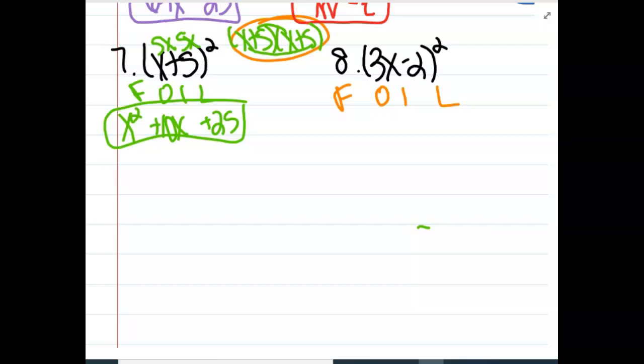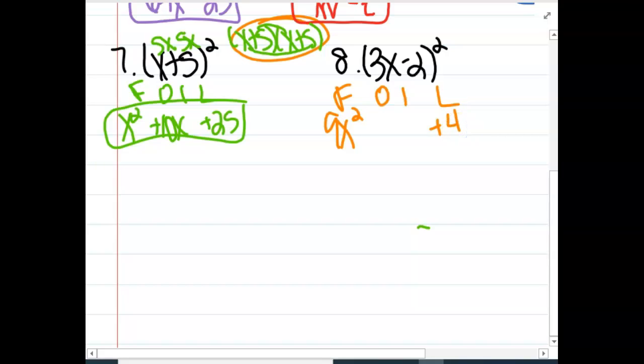It's going to be the first term in both sets of parentheses, 3x. So for the F, you're going to take 3x times 3x, which is 9x squared. The last term in both sets of parentheses is going to be the same thing. What's going to be the last term in both sets of parentheses? Negative 2. And when you take negative 2 times negative 2, you get a positive 4.